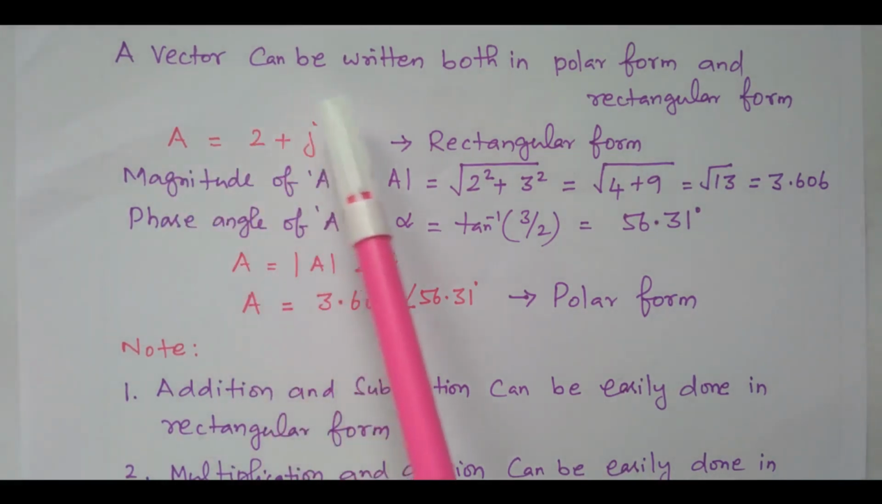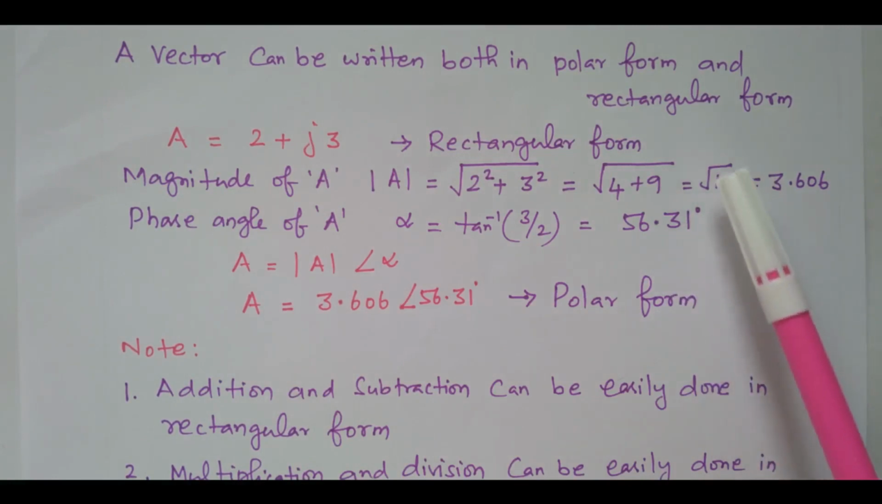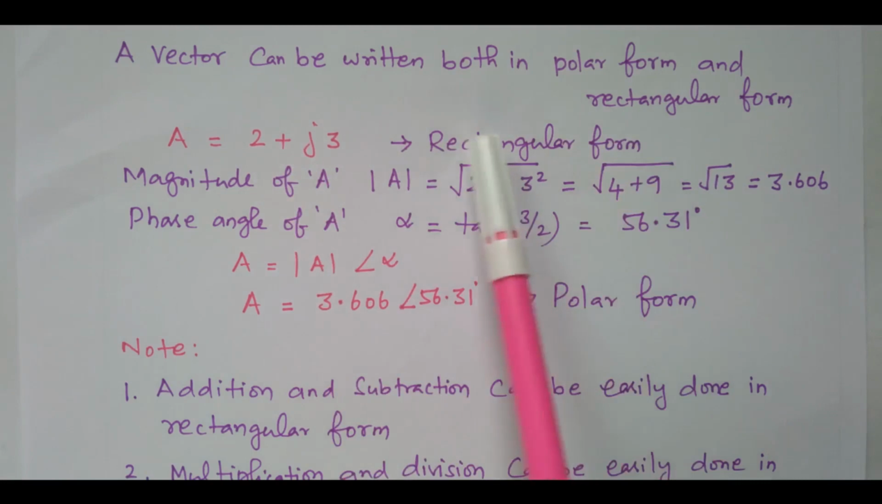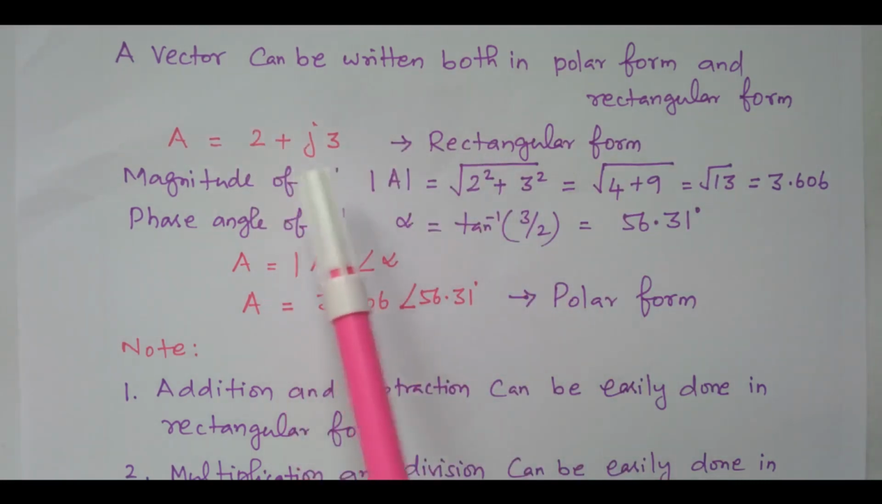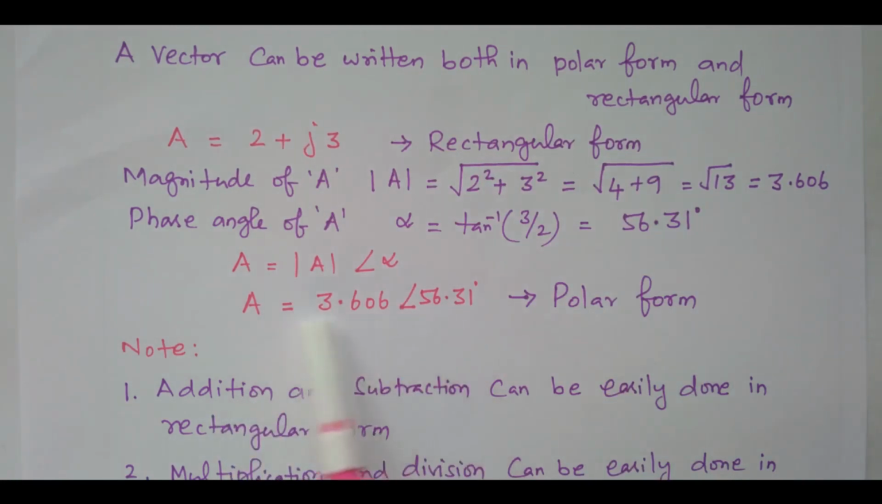So the vector can be represented in polar form or rectangular form. What is polar form or rectangular form? A equal to 2 plus j3 is the rectangular form. Real term plus imaginary term with the j operator is the rectangular form. And this other representation is the polar form.